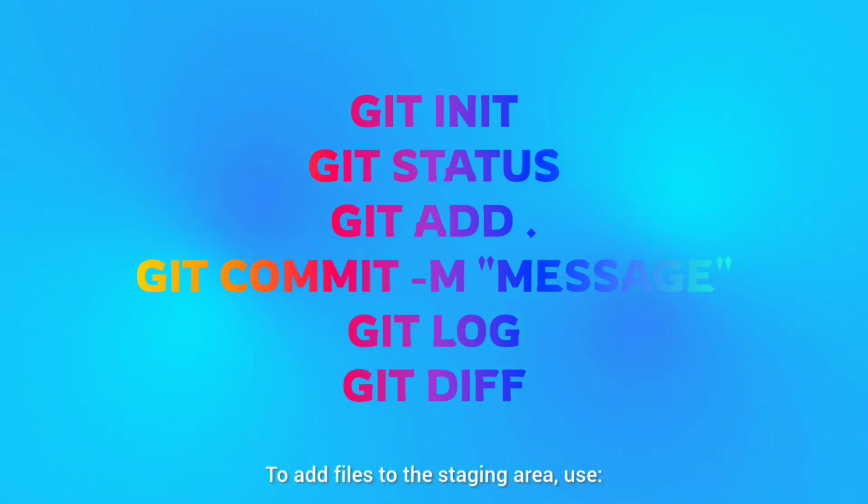git add. To add files to the staging area, use git add. This command stages all files. git commit. To save changes permanently, use git commit -m "First commit". A commit is like taking a snapshot of your project.